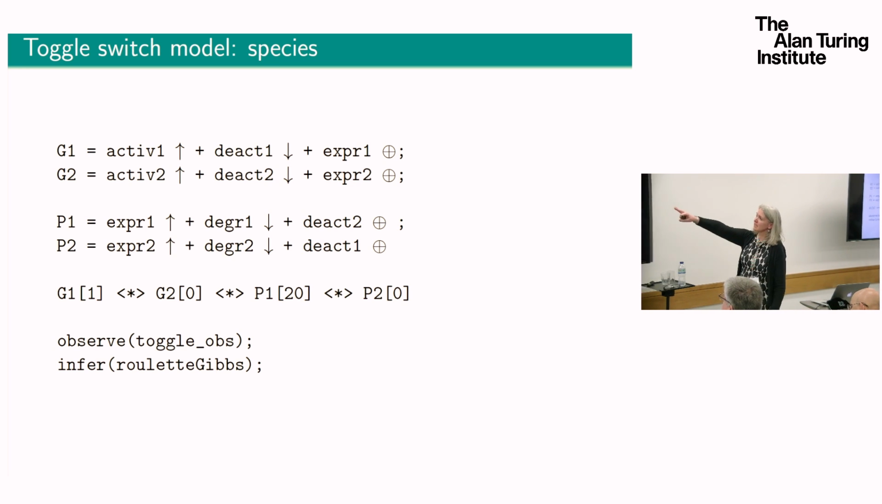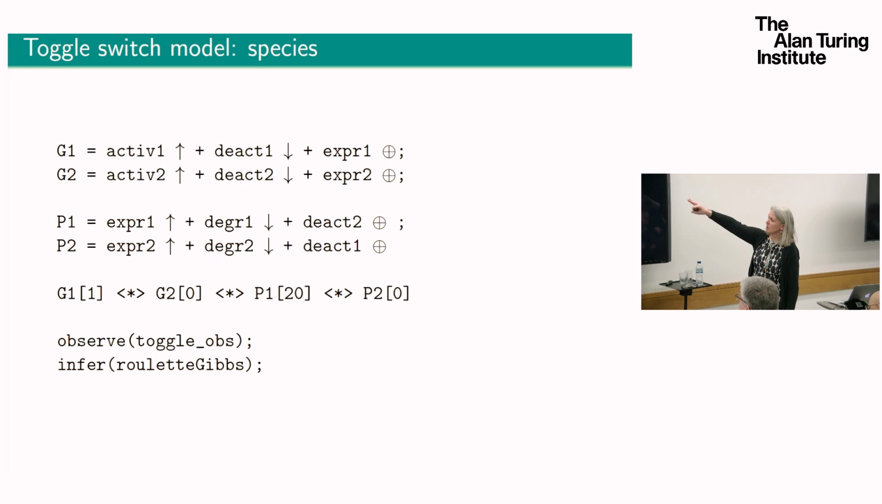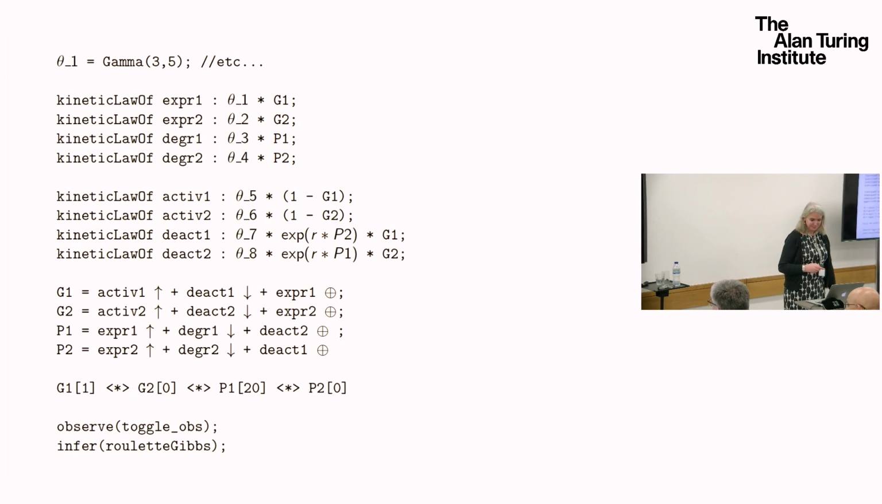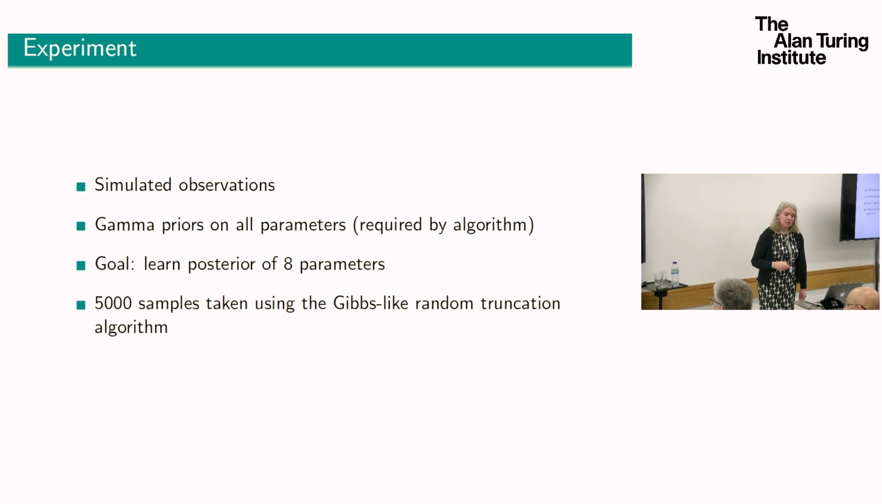We can see that the genes are activated, deactivated, and then promote the expression of the genes. Sorry, those are the genes, and then the proteins, and so on. We start with a system where we have gene 1 switched on, gene 2 switched off, and 20 molecules of protein 1. In this case, we have some observations, and we're using our Russian roulette version of Gibbs sampling. This is the fuller model, and we've got these parameters, theta 1 to theta 8, and these are what we're trying to find.